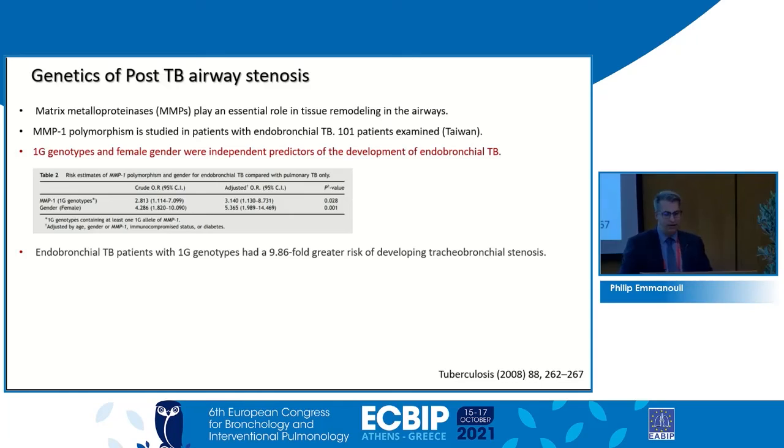There are more studies on the genetics of post-TB airway stenosis, and in this study the MMP1 polymorphism was studied, and they found a genotype that actually affects and predicts whether somebody will develop endobronchial tuberculosis and then stenosis. Why? Because the matrix metalloproteinases are very much involved in tissue remodeling. They found that patients with the 1G genotype and female gender were good candidates for strictures after endobronchial TB.